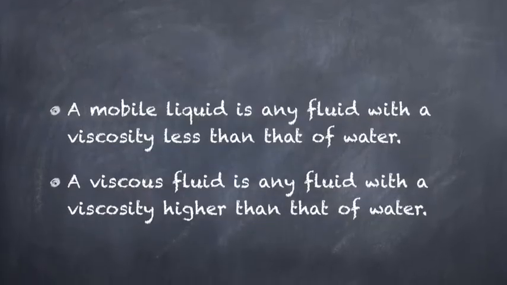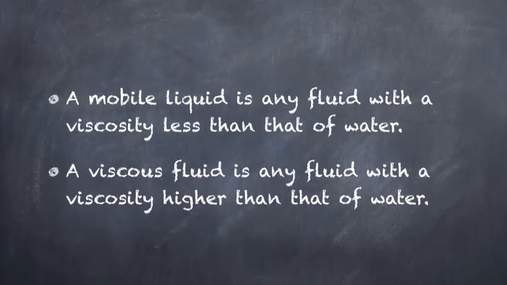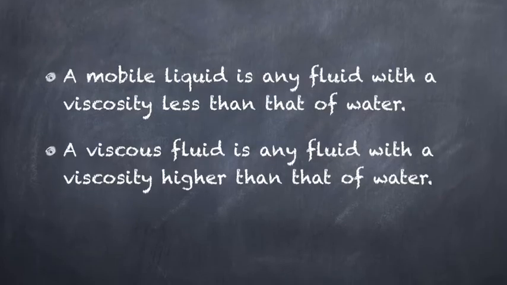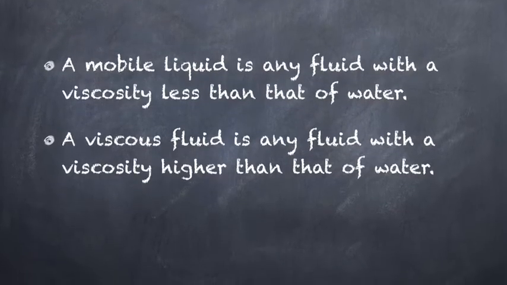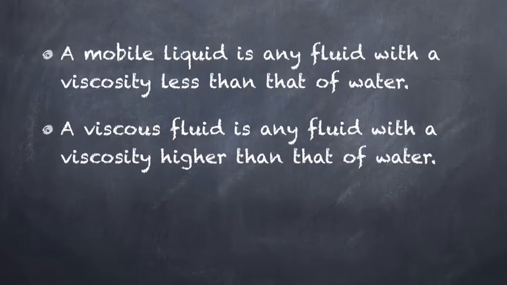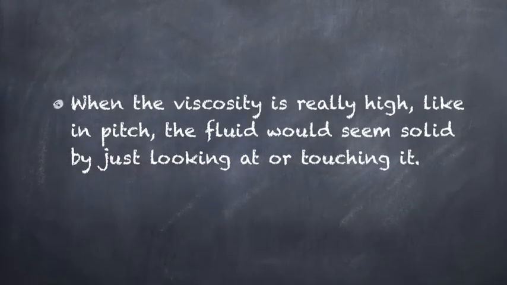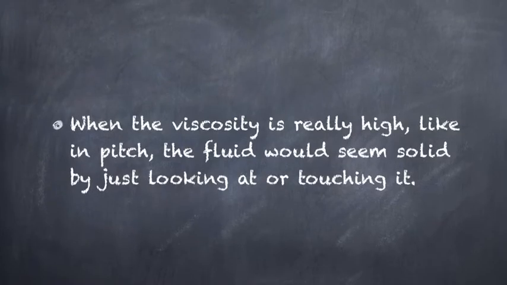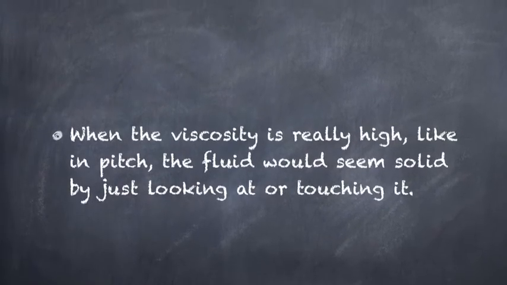A mobile liquid is any fluid with a viscosity less than that of water. A viscous fluid is any fluid with a viscosity higher than that of water. When the viscosity is really high, like in pitch, the fluid would seem solid by just looking at or touching it.